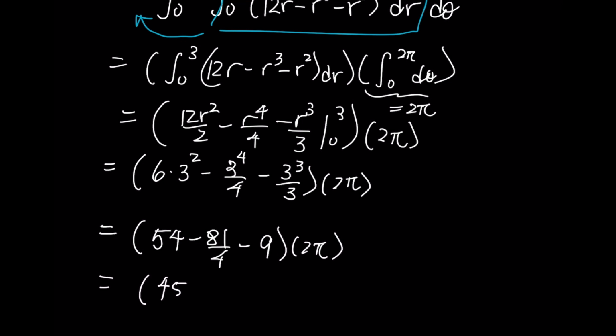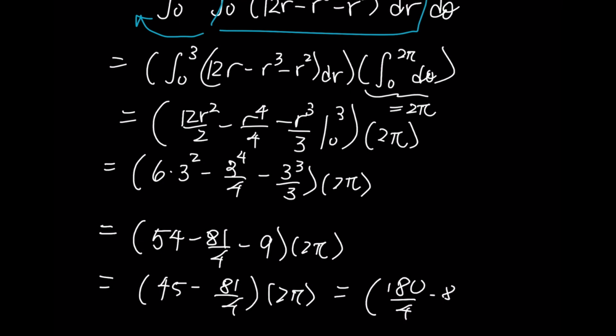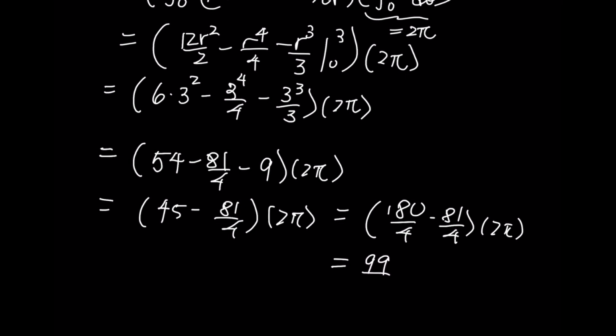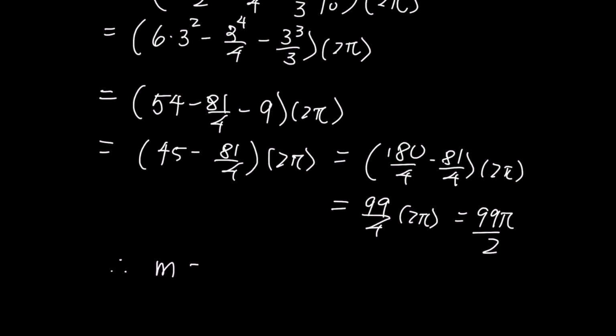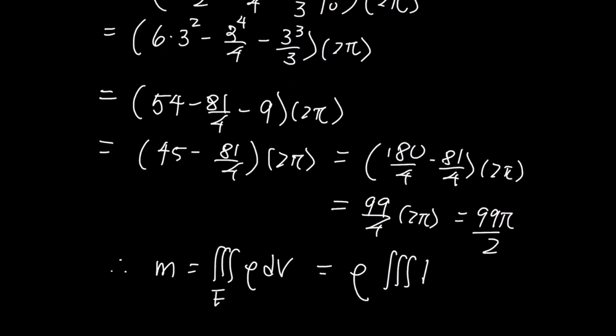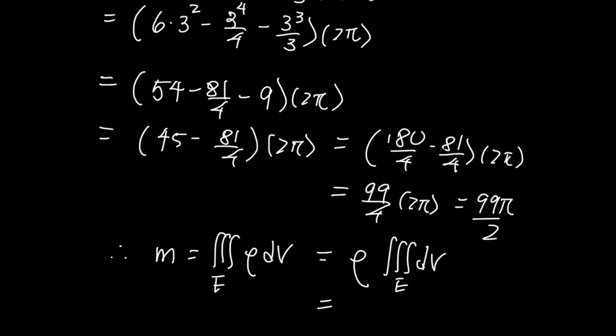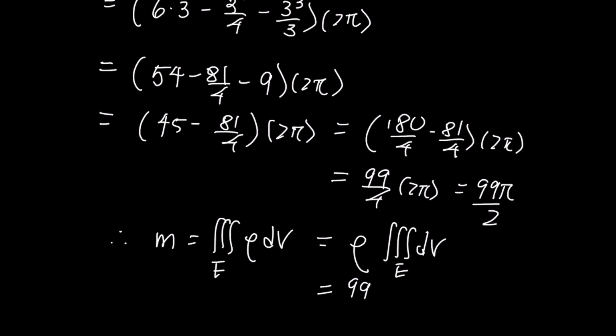This is going to be 45 minus 81 over 4 times 2 pi. This is going to be 180 over 4 minus 81 over 4 times 2 pi. This gives us 99 over 4 times 2 pi, which is 99 pi over 2. Therefore, the mass is the integral of the density over this region E. We knew the density was constant. All we needed to do was find the volume of this region, so we end up getting 99 pi rho over 2 as the mass of this region.